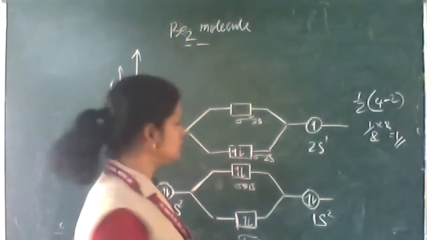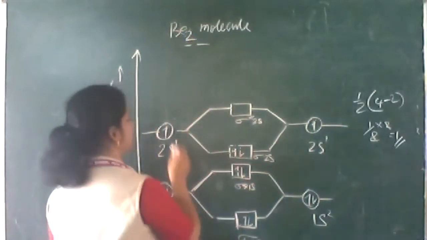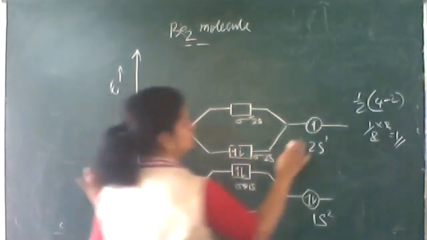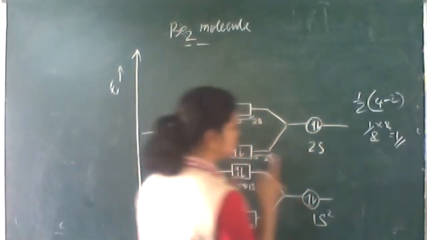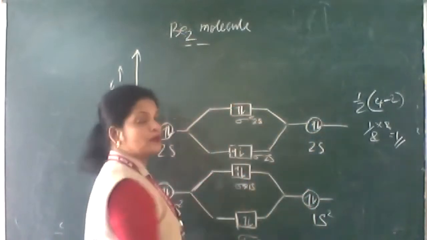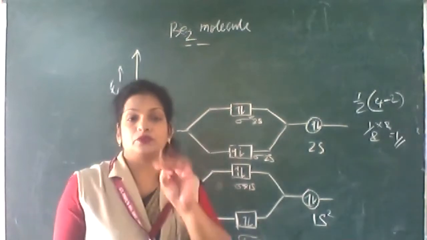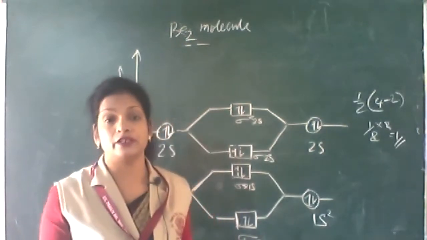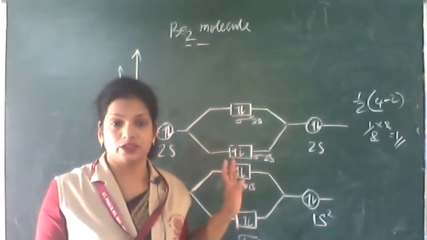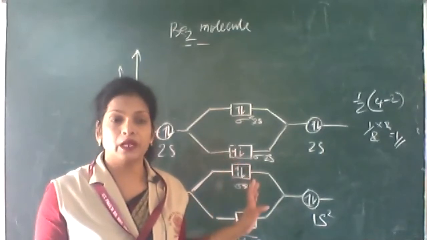Be2 molecule. So this side one Be, that side one Be. So here it will be 2s2 and here it will be 2s2. The next 2 electrons will be going here. Of course, Be2 does not exist because the bond order is 0. There is no bond existing between 2 beryllium atoms.